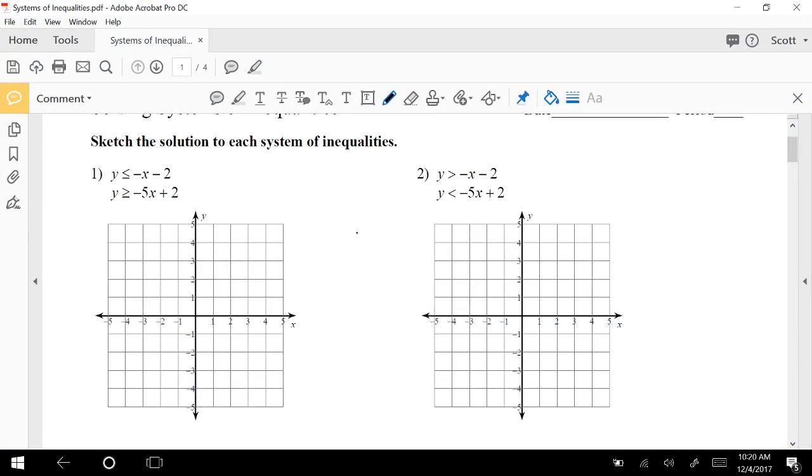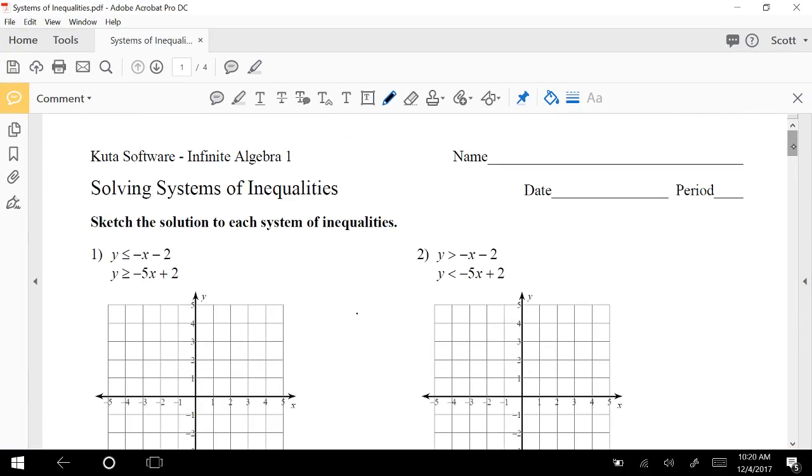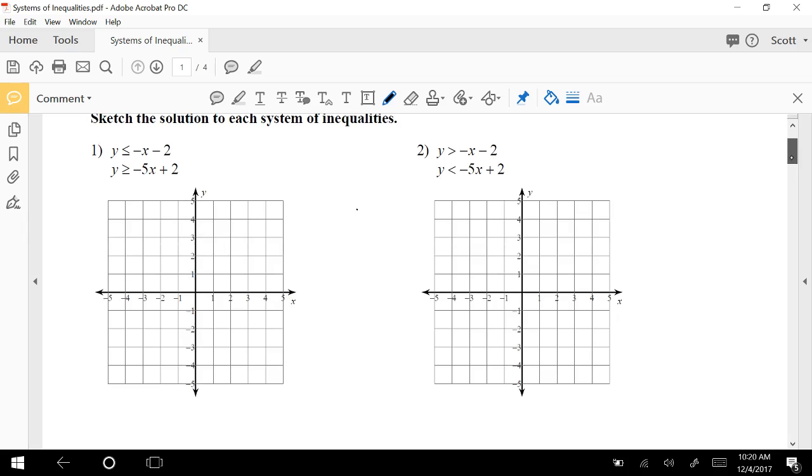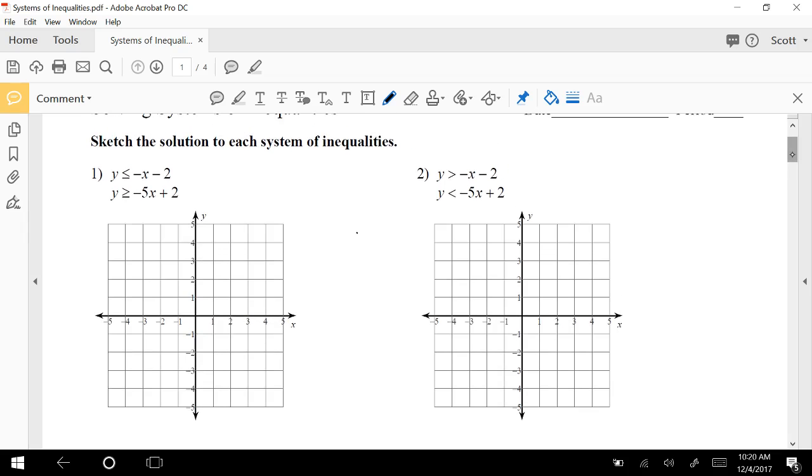Okay guys, today we are learning about using systems of inequality. So basically we're drawing two different inequality lines and we are trying to figure out where they overlap. So I have y is less than or equal to negative x minus 2. I'm going to graph that right away.